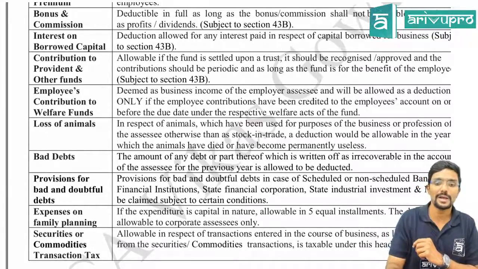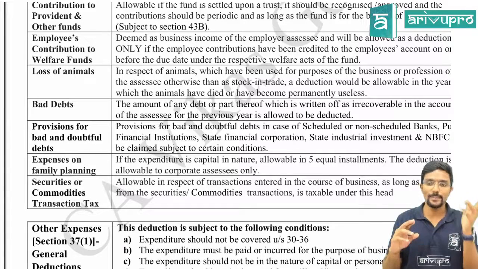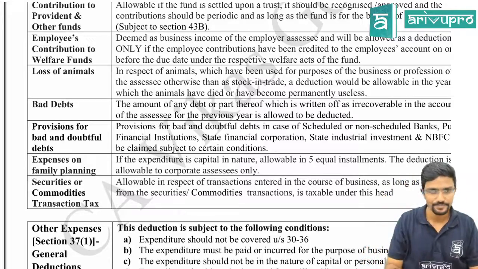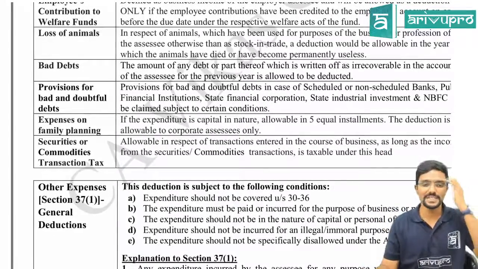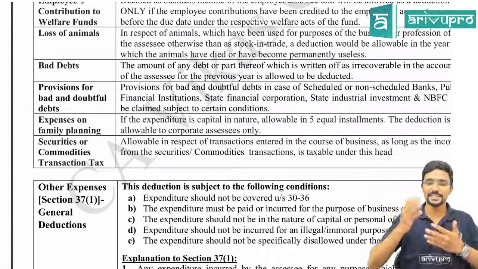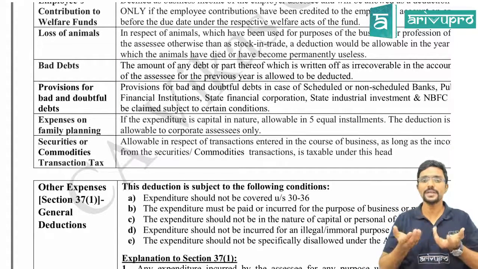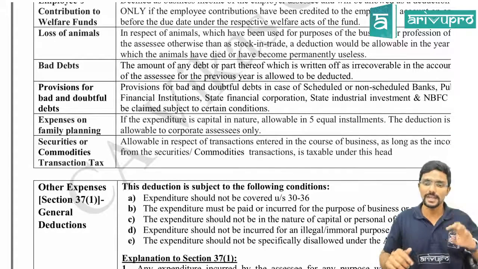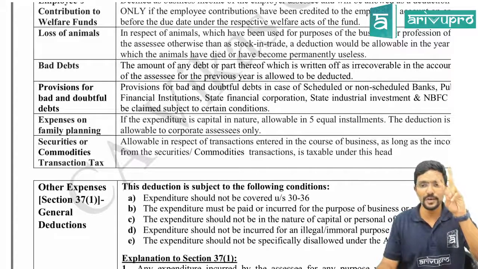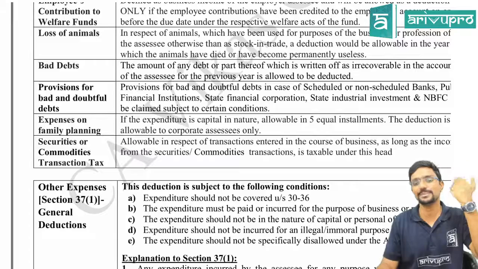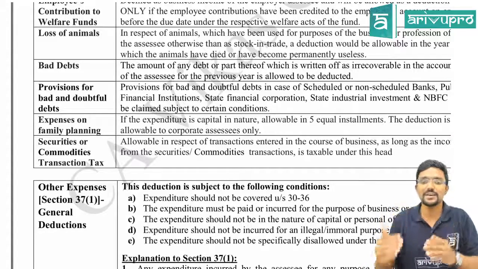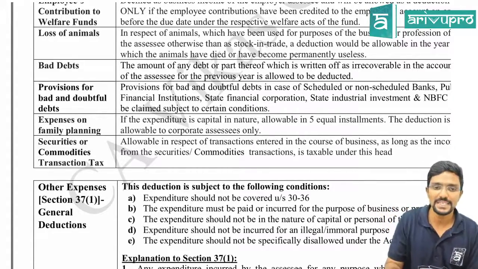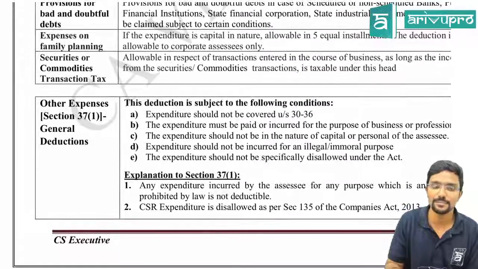Agree? Then expenses on family planning. It can be both capital and revenue. If it is capital, you can claim it in 5 installments. If it is revenue, you can claim it in the same year. Then securities and commodities transaction tax. Assume you are engaged in buying and selling of securities or commodities, and whatever income you get from that transaction is your business income. In that case, securities transaction tax or commodities transaction tax is allowed as business expenditure, because buying and selling of securities or commodities itself is your business. Agree? So we treat securities transaction tax and commodities transaction tax as business expenditure.